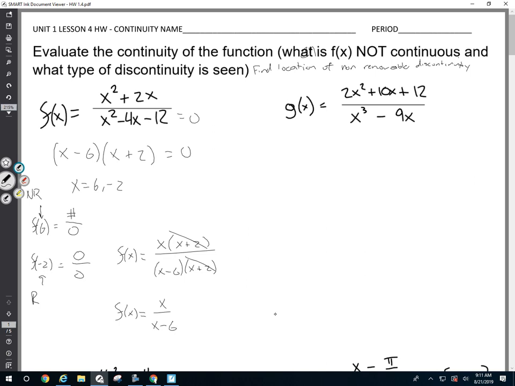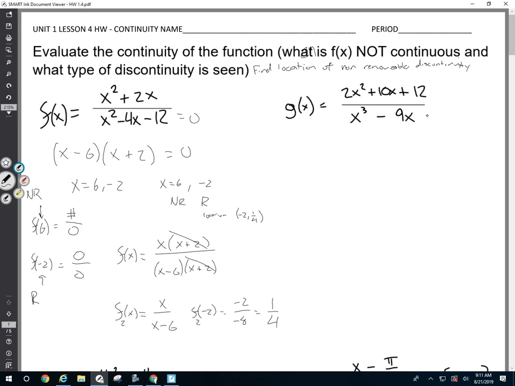at x equals -2. And I don't want to call this f, I'm going to call this a new f, like f2. If I plug in -2 into this new f, I get -2 over -8, which is +1/4. So I have x equals 6 is a non-removable asymptote, and then x equals -2 is a removable hole with location -2, 1/4.